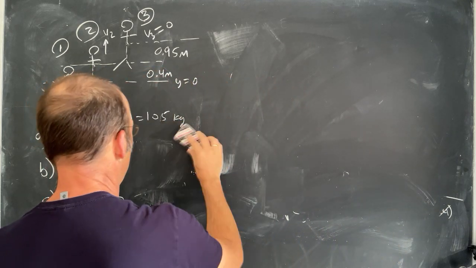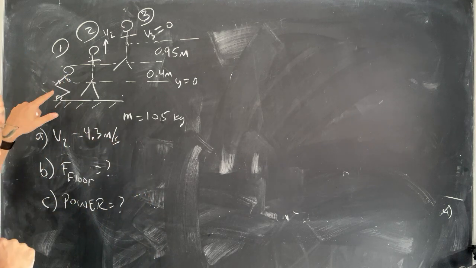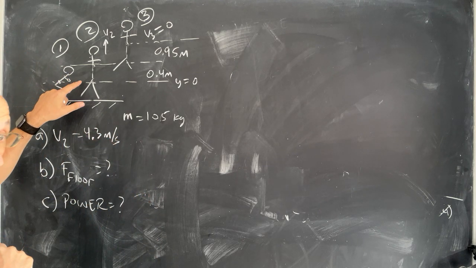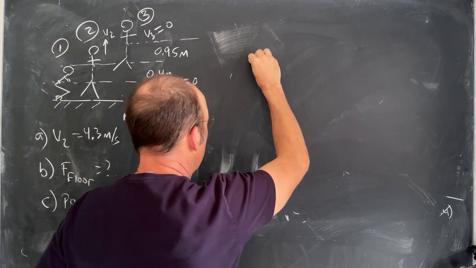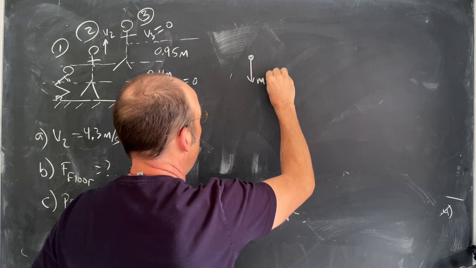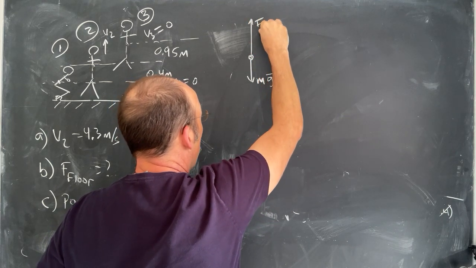I'm going to write those. We know what those are. Okay, so for part B, what's the force exerted on this person? I'm going to draw a force diagram for the person while they are jumping. So here's while they're jumping. There's a downward gravitational force, mg, and then there's an upwards force from the floor pushing up.